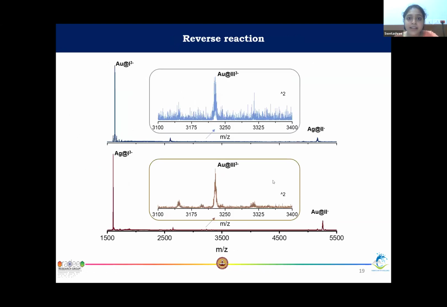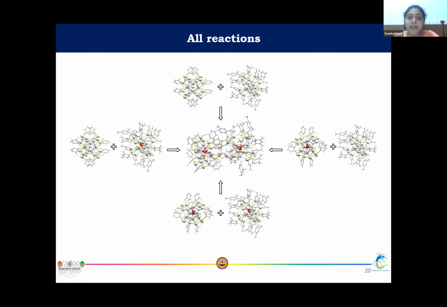We have also done reverse reactions. In this kind of reaction, we have doped gold into the Ag29 nanocluster and reacted it with the Ag25 nanocluster. In that case also, we have seen similar dimeric species observed in the mass spectrometry. So these are all the reactions that we have performed.